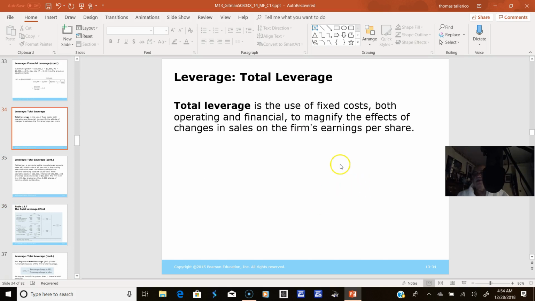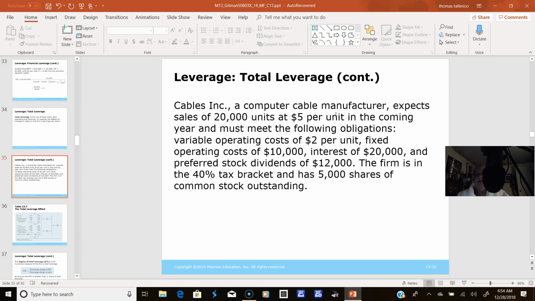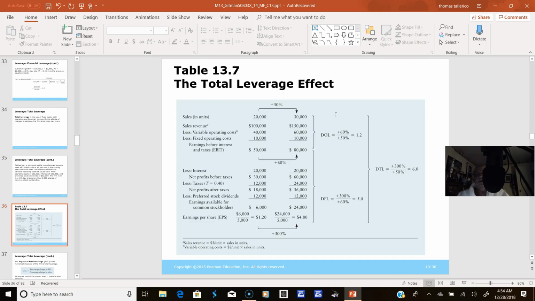Total leverage is use of fixed costs, operating and financial, to magnify the effects of changes in sales on the firm's earnings per share. So here's an example of total leverage. And you can see now, if you go through these numbers very carefully, here is operating leverage, right? See that? Here's the degree of operating leverage, greater than 1. So we go from sales down to EBIT. And then we have the financial leverage here. We take EBIT down to earnings per share.